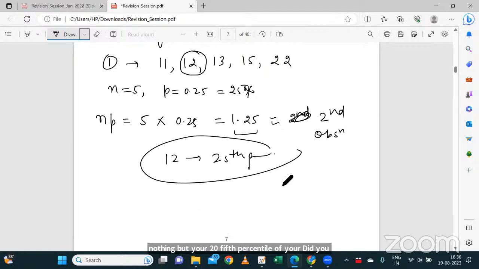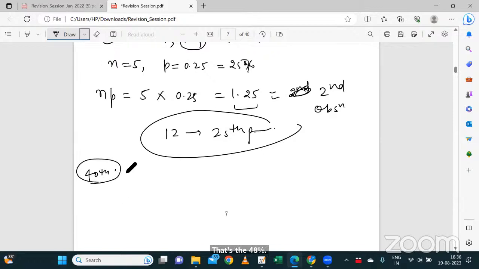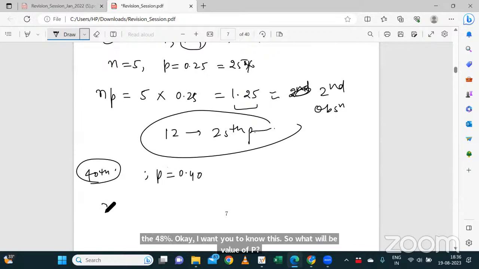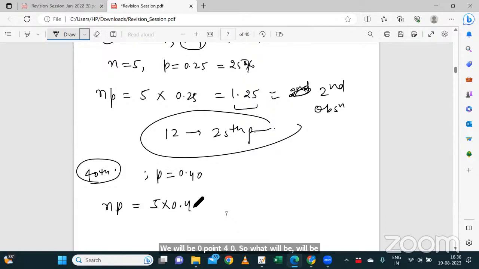Suppose I want to compute, let's say, the 40th percentile. So what will be the value of p? P will be 0.40. So what will be the value of n into p? 5 into 0.40, which will be 2.